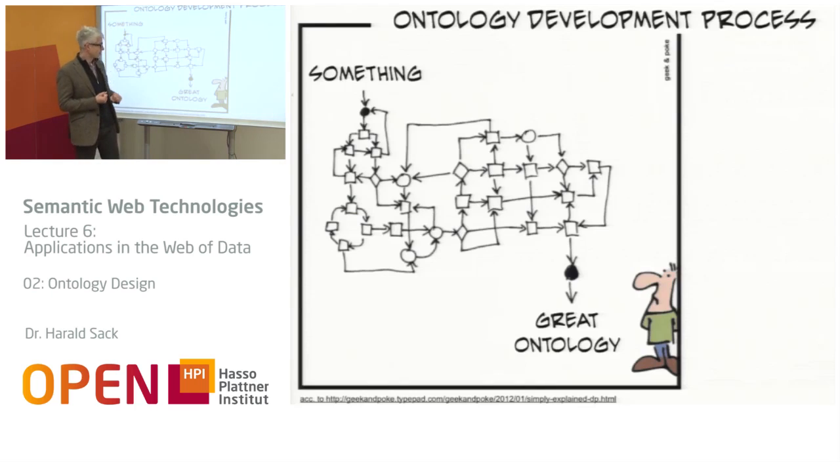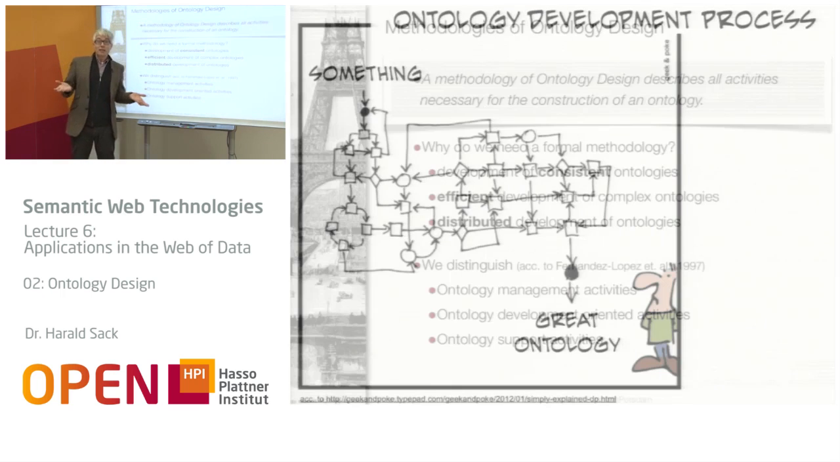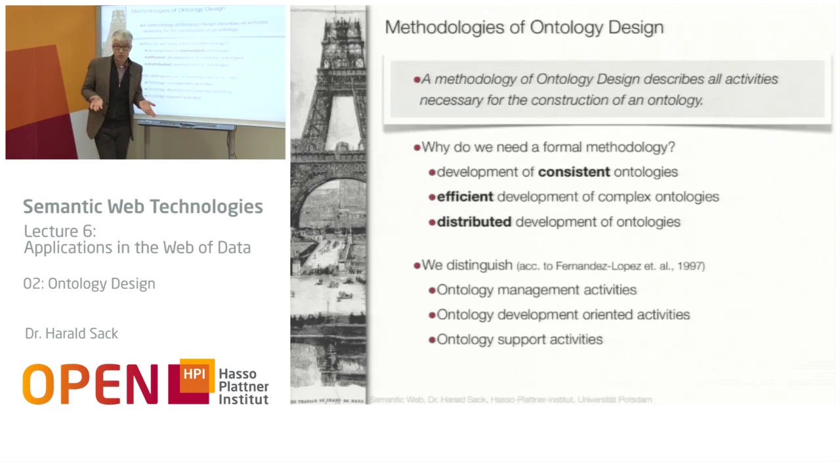As for example, here in an adapted version of Geek and Poke, we start with something, we have a rather difficult, confusing process, and in the end, we end up with a great ontology. So this is, in general, the so-called ontology development process. Okay, we need methodologies for ontology design.